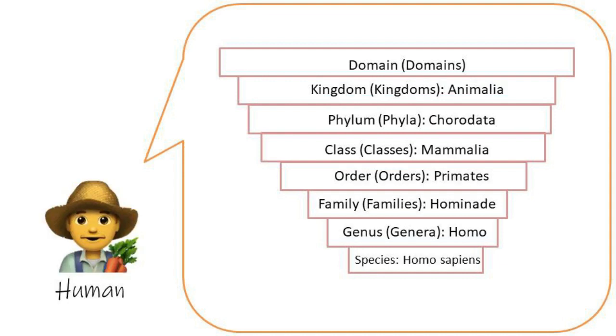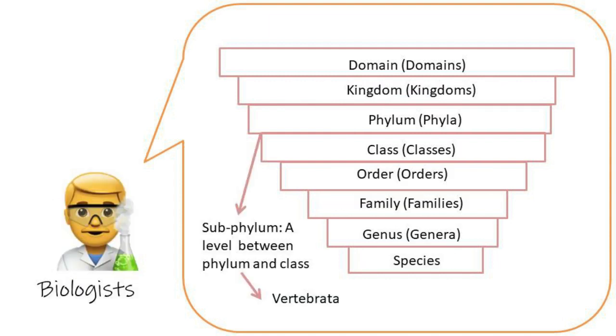For example, humans are in the kingdom Animalia, the phylum Chordata, class Mammalia, order Primates, family Hominidae, genus Homo, and species Homo sapiens. Besides the above 7 levels, biologists introduced levels between them. For example, Vertebrata is a subphylum, a level between phylum and class, to which all vertebrates belong.